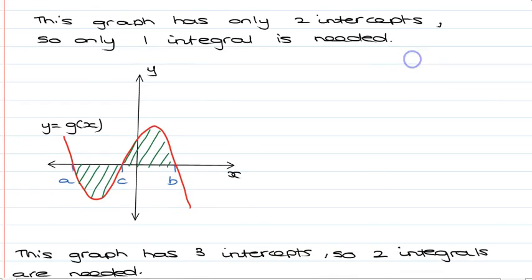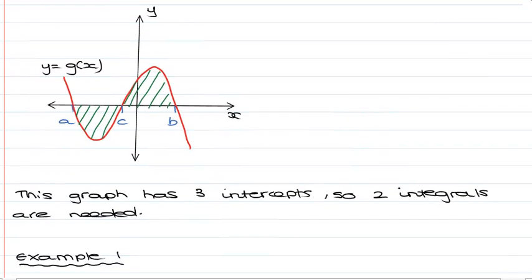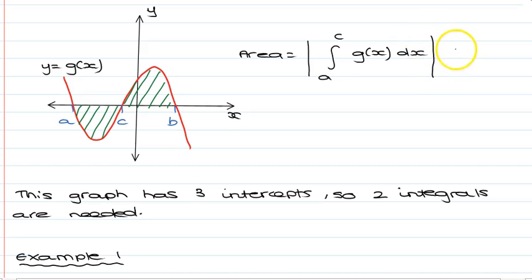Let's look at the second scenario. This time there are three x-intercepts, a, c and b. Because there are three intercepts, we need two integrals. The first one is below the x-axis, so we need to make sure that we take the absolute value. So the integral between a and c of the graph g of x with respect to x, take the absolute value, plus the integral between c and b of the curve g of x with respect to x. Let's run through an example.